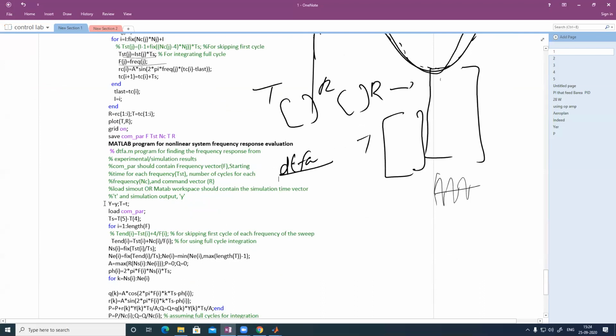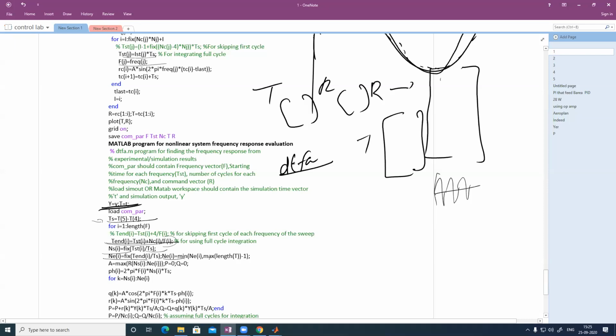So here in my case capital Y is equal to y and capital T is equal to small t. But sometimes out dot y and out dot t come there; please check that. And I am choosing a TS value like this. And Tn is this NCI divided by f of I. The starting is this one and the ending section is this one.